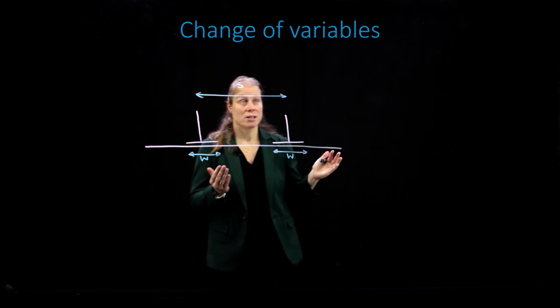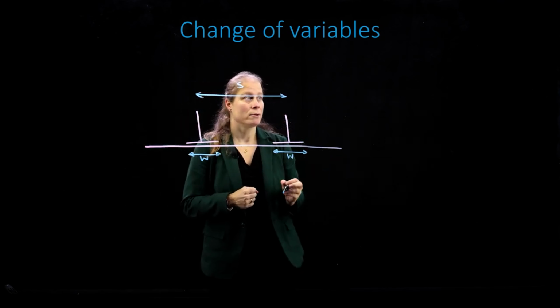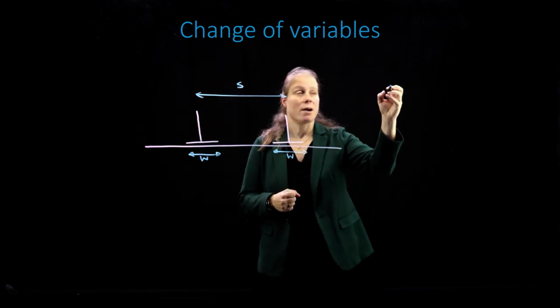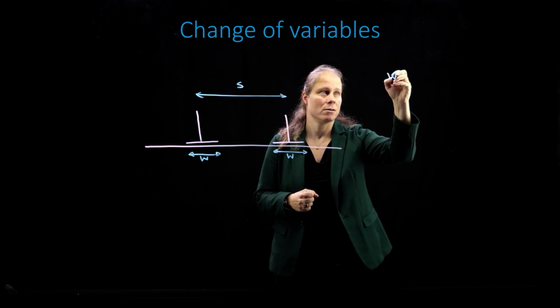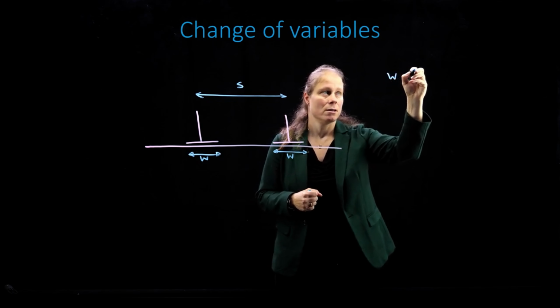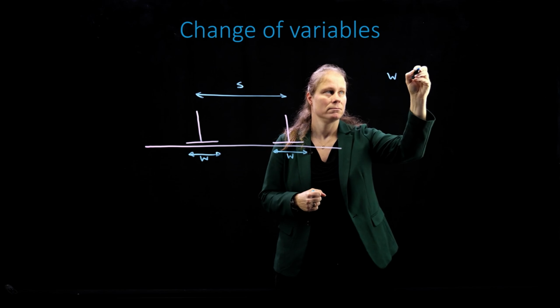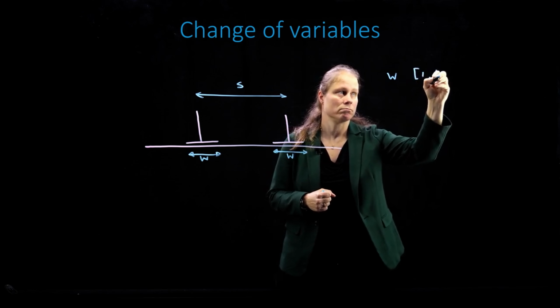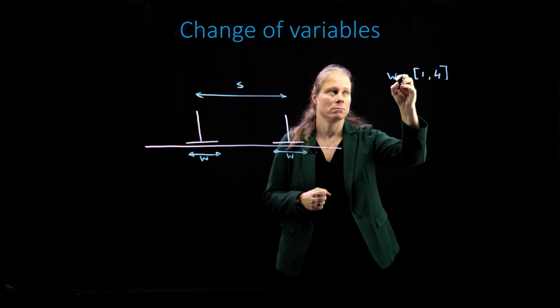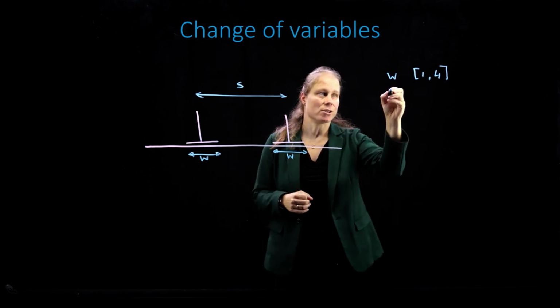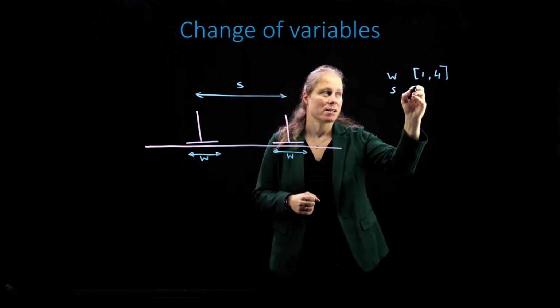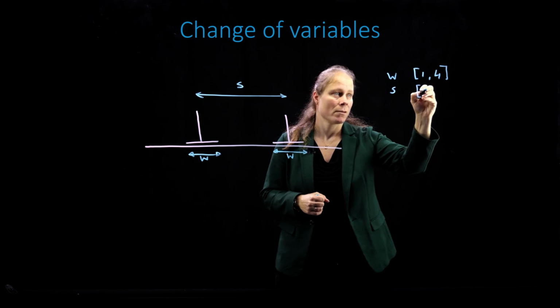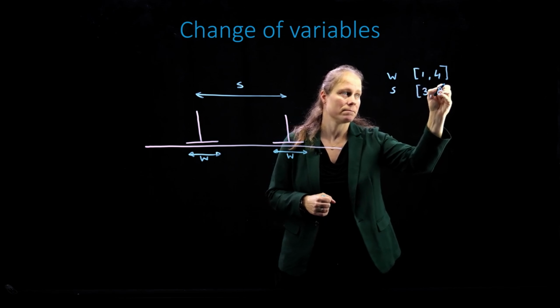Now, in your optimization, if these are your variables, you might want to say, okay, I want my width to be between, I'm going to say 1 and 4. And that's just an arbitrary choice. And the spacing can be between 3 and 8.